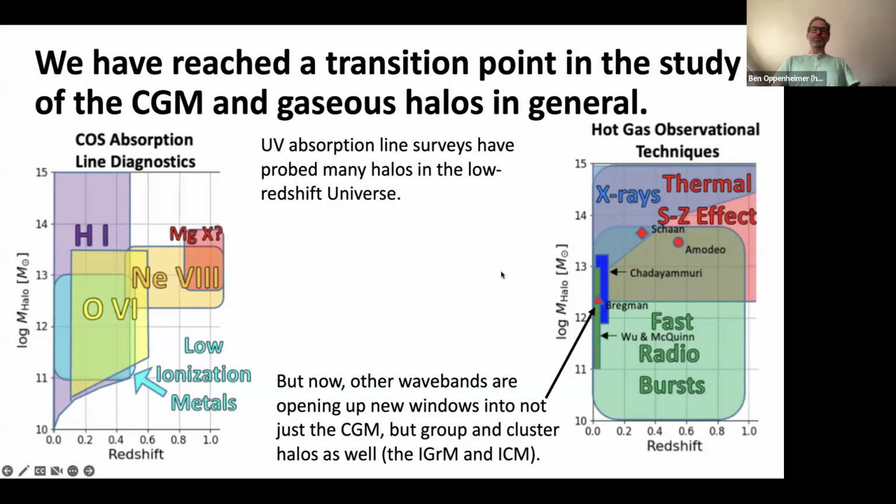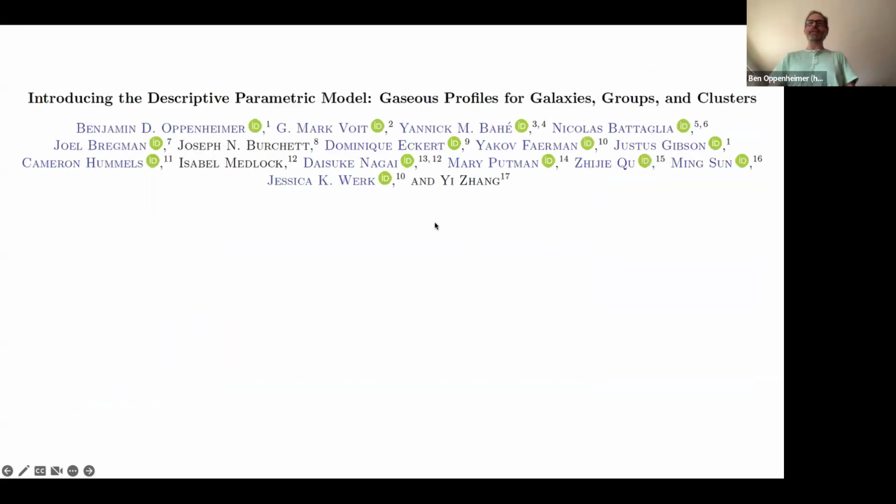So now we have new windows into the CGM, and this is where I introduce the descriptive parametric model. This really came out of Halo 21, the KITP program, with Jess, with Mark Voigt, with Cameron Hummels, and they're all co-authors on this paper to be soon released. You can see it's pretty far along.